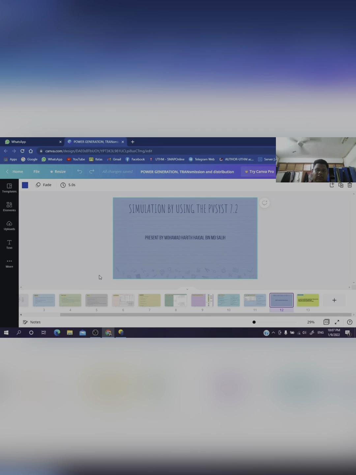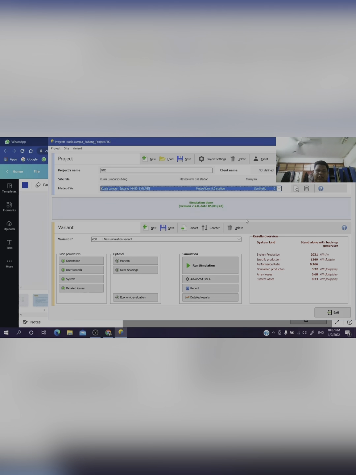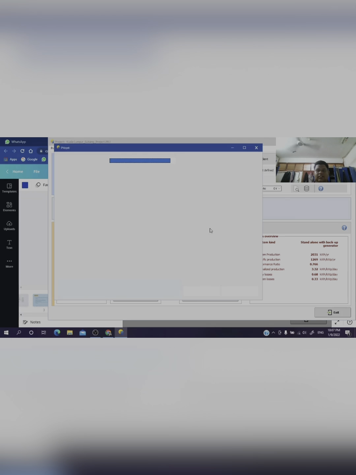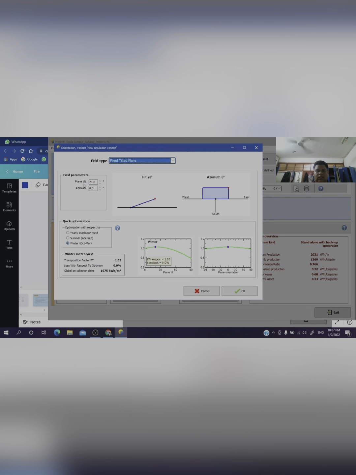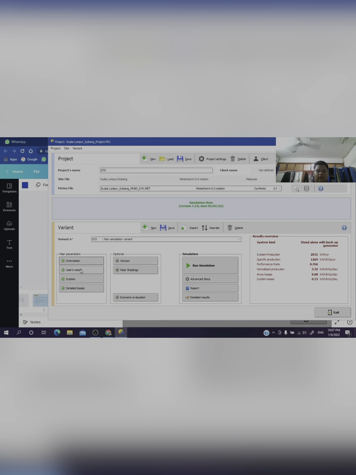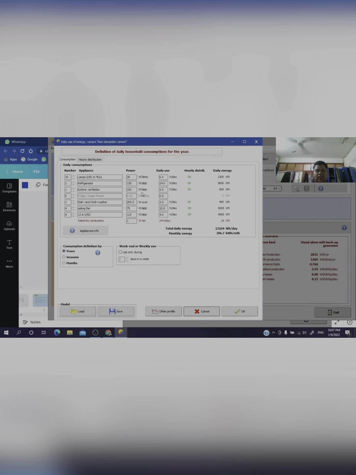I'm going to present the simulation in PV system 7.2. So this is the PV system. The meteo file is using Kuala Lumpur, Subang. For the orientation, the tilt is 20 and azimuth is 0 degree. The user needs are as shown here, the same as what we chose in this section.